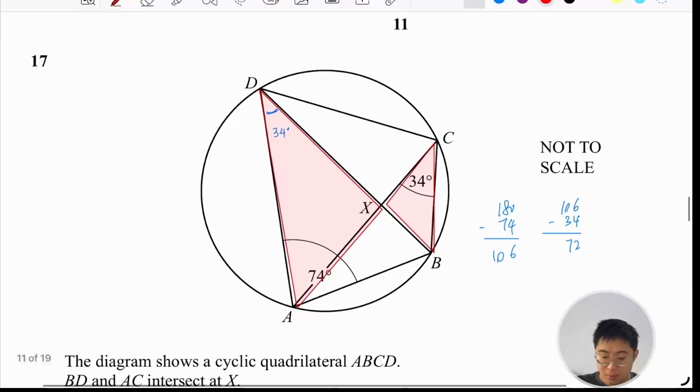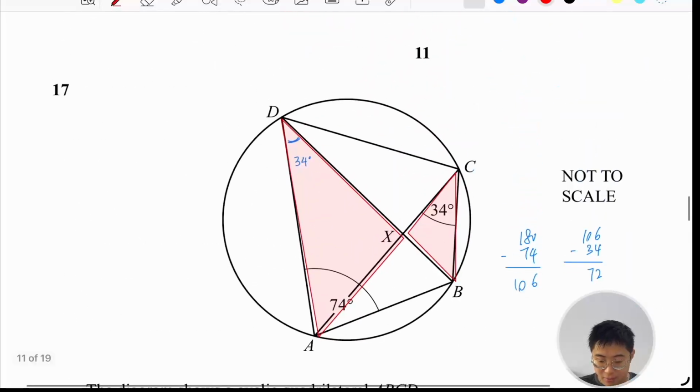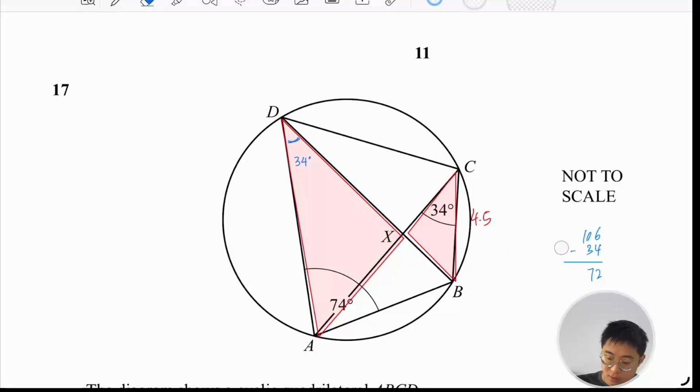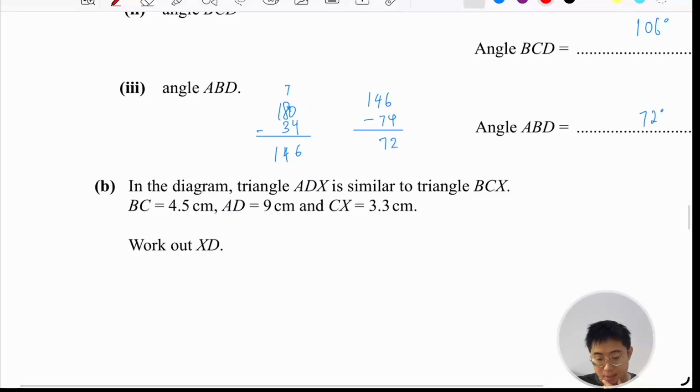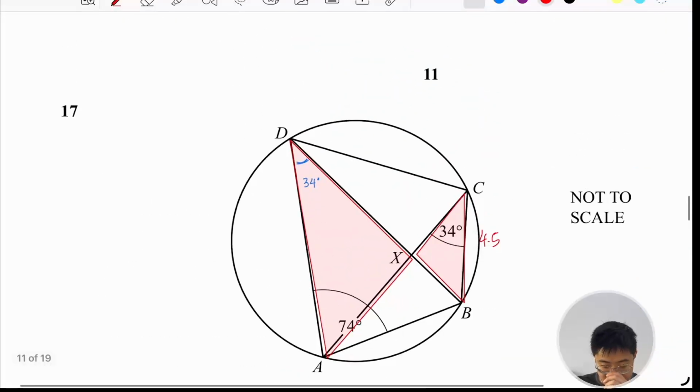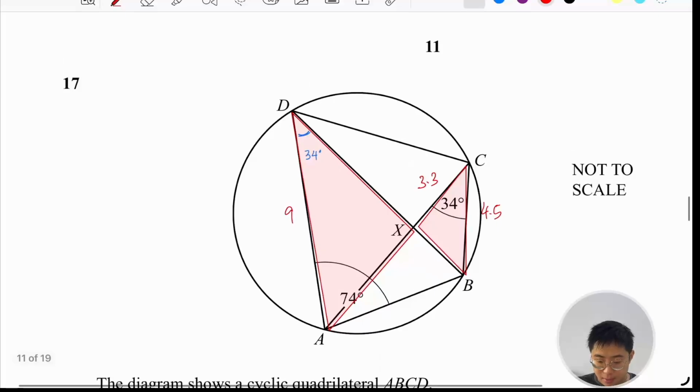And we will label the lengths in. Okay. BC is 4.5. I'm going to also erase these on the side. AD is 9. CX is 3.3. And all of these are in cm. Work out XD. Okay, so XD is basically the same as CX.